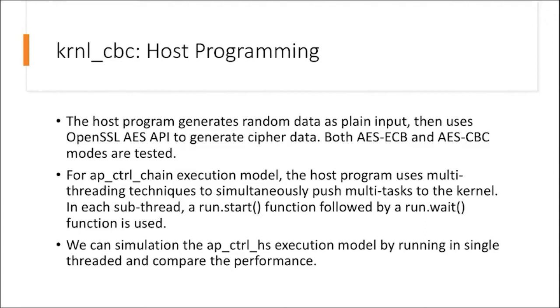For the AP control chain execution model, the host program uses multi-threaded techniques to simultaneously push multiple tasks to the kernel. In each subthread, a run.start function followed by a run.wait function is used. We can also simulate the AP control HS execution model by running this in a single-threaded way, and we can compare the performance between AP control HS and AP control chain.